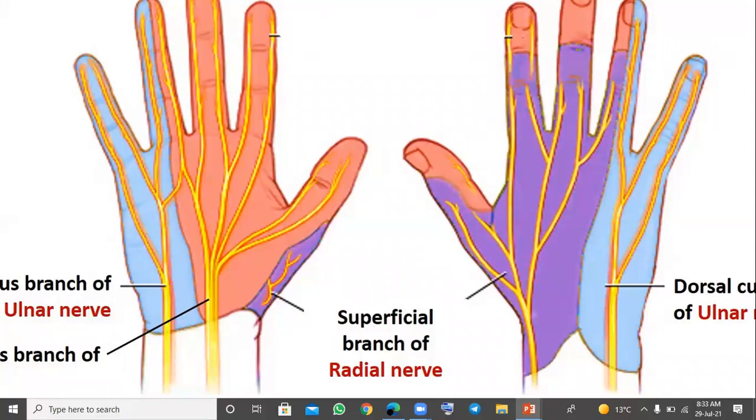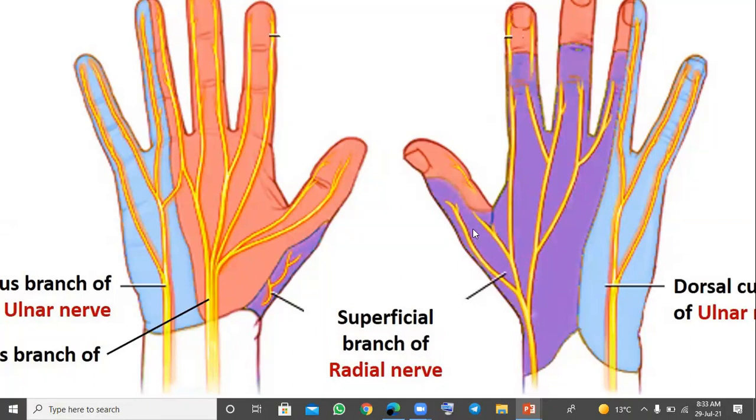So basically you have the median nerve on the lateral aspect and the ulnar nerve on the medial aspect. Then when you go to the dorsal aspect of the hand, you're going to have that branch from the radial nerve. The radial nerve is going to terminate into 2 terminal branches: the superficial branch of the radial nerve and the deep branch of the radial nerve, or the posterior interosseous nerve.